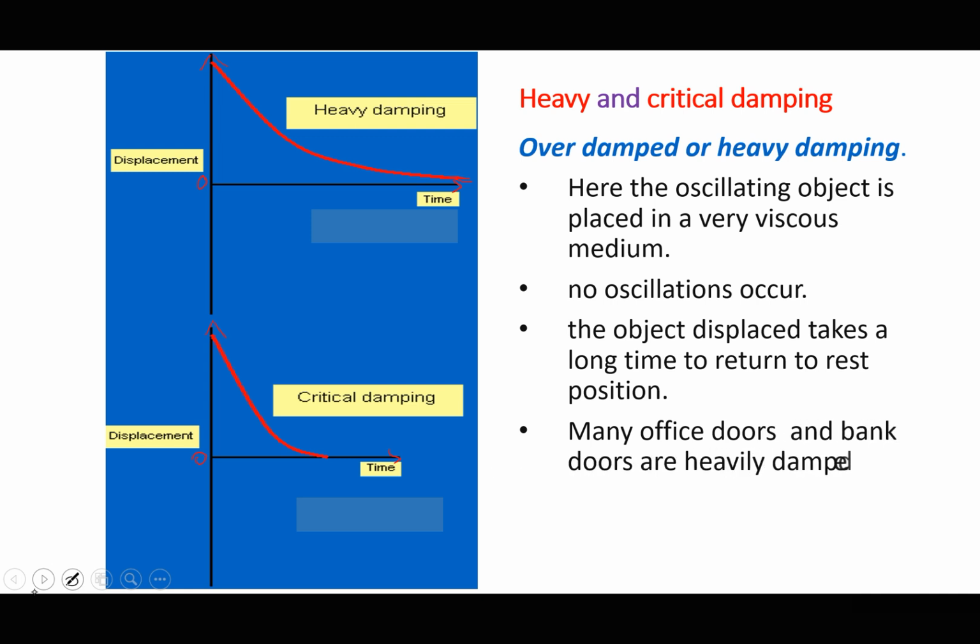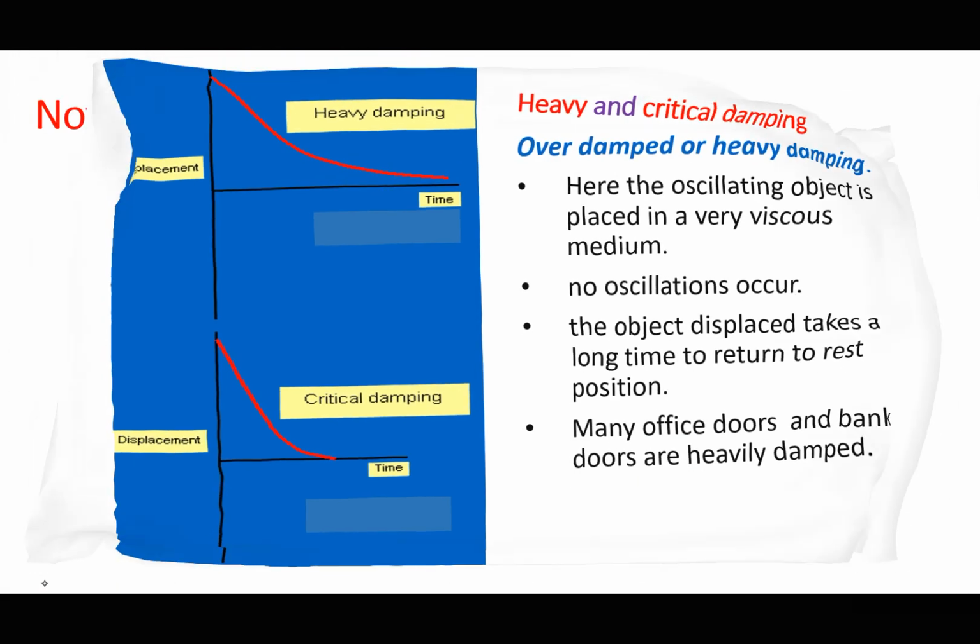Another example is that many office doors, or when you go to banks, you notice that many office doors or bank doors have been heavily damped. There is a machine they put on top of the door or on the sides of the door, so that when you open it, you don't mind about it. When you enter, it will come to its closed position gradually after some time. So they have been heavily damped. That is what we call heavy damping.